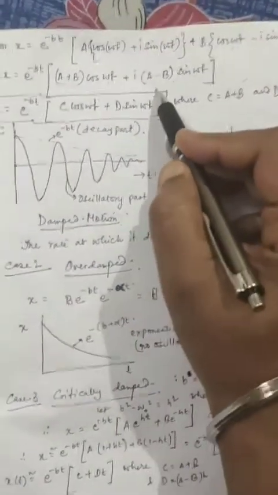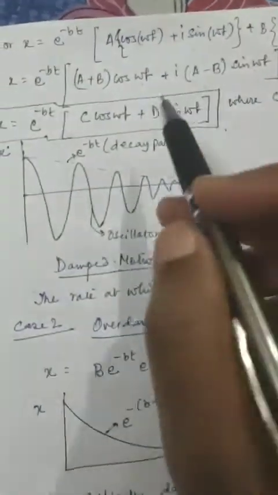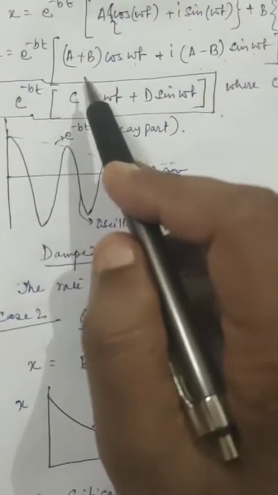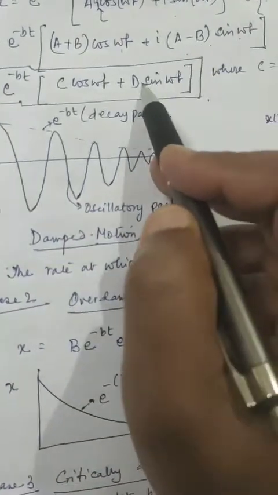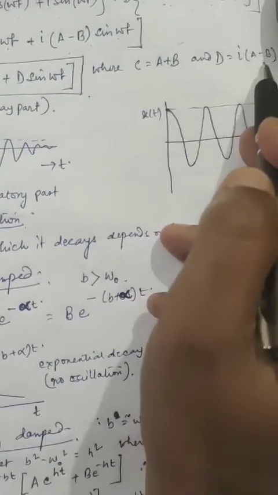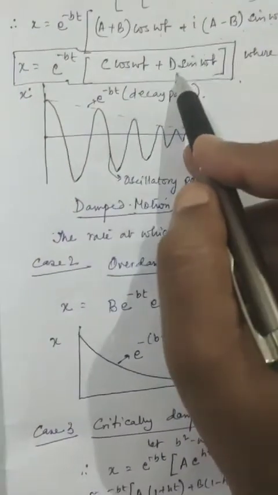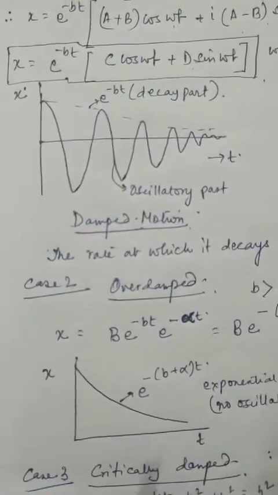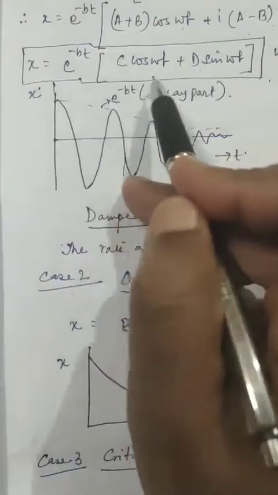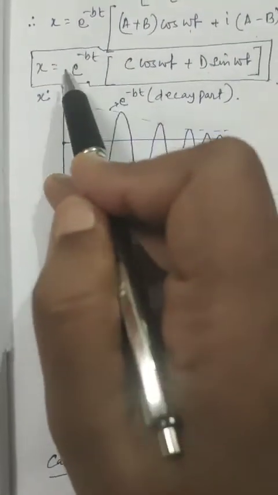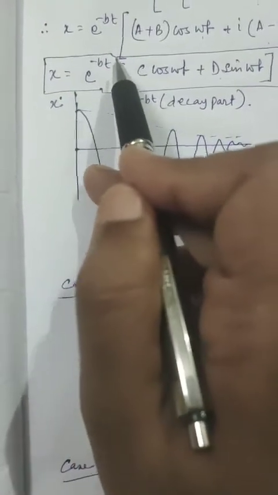So this is what you have. I can put A plus B as a constant C, and i times A minus B as D. So again there are two unknown constants, C and D. But here you can see that the solution is oscillatory in nature, and this is exponentially decaying in nature.